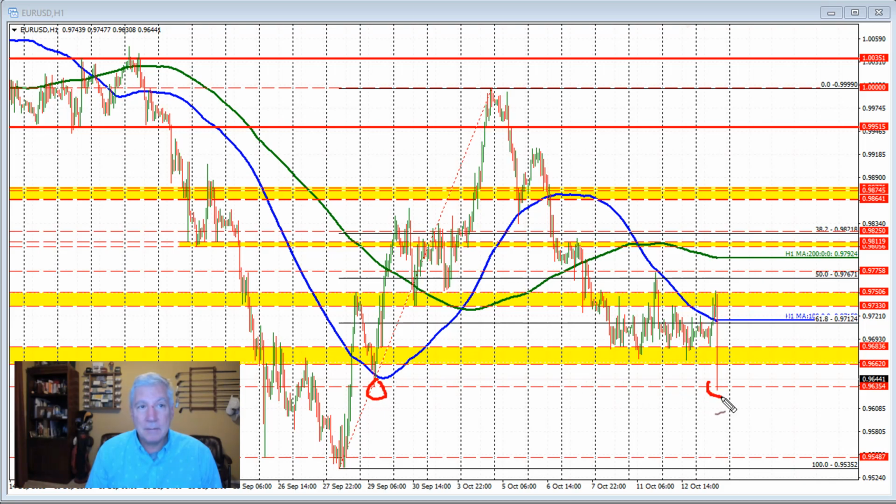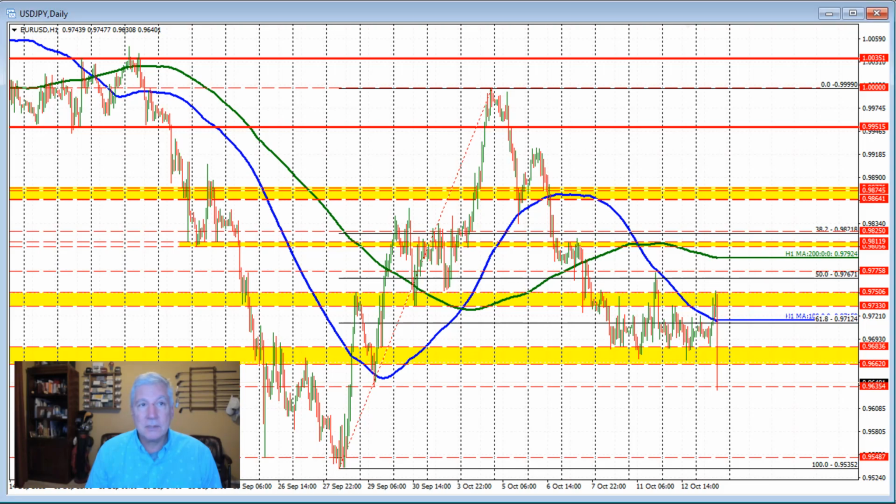But a break below that level would have traders looking further to the downside, looking toward our extremes through here for the euro versus US dollar. So watch 0.9662. If we move above that level, then 0.9683 should keep the price below that level if the sellers are to remain in control.